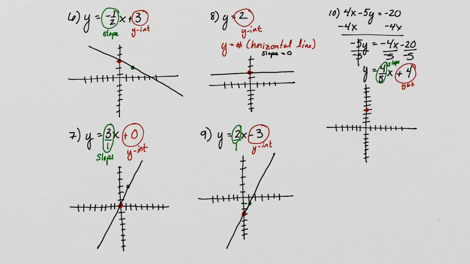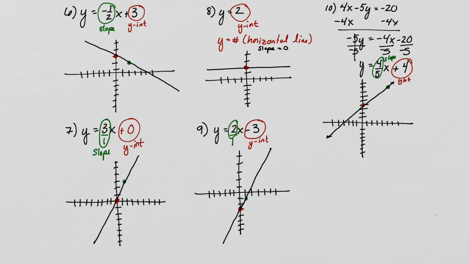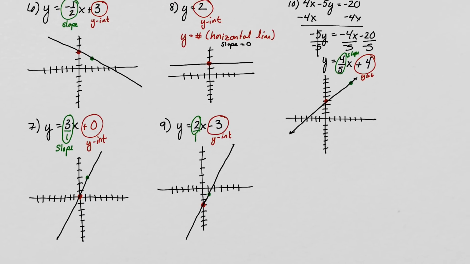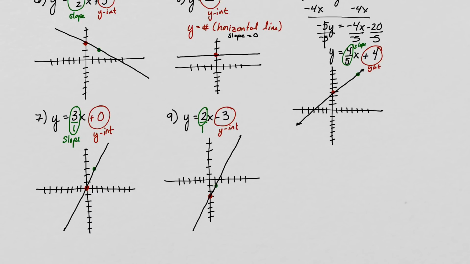I'm going to put that in green. So again, we're going to go up 1, 2, 3, 4, and then to the right 1, 2, 3, 4, 5. And connect those two with a line. And then our final line graphing problem. Let me move ourselves over here a little bit so we can have some more room.